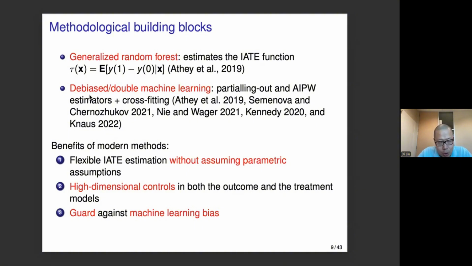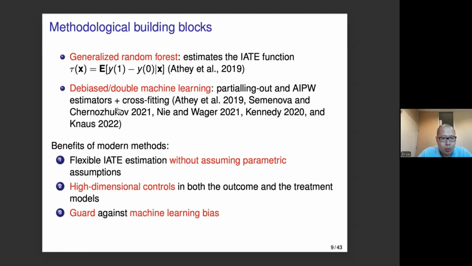Foundation two is when we're estimating the GATE or GATEs or policy evaluations, we are actually using double machine learning. It is for partialling out, with AIPW estimators together with cross-fitting. This method has been around since 2018, and now we can apply this framework to the estimation of cate.